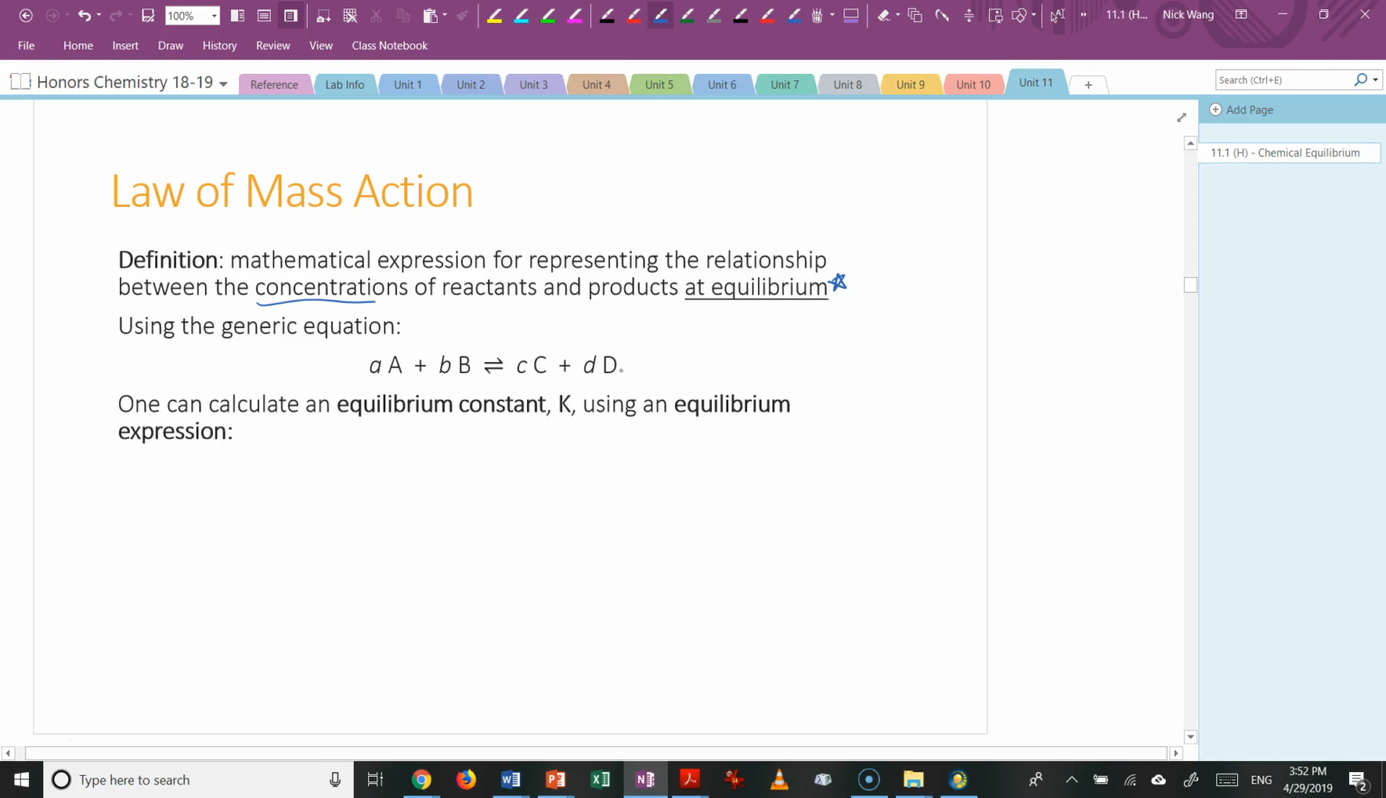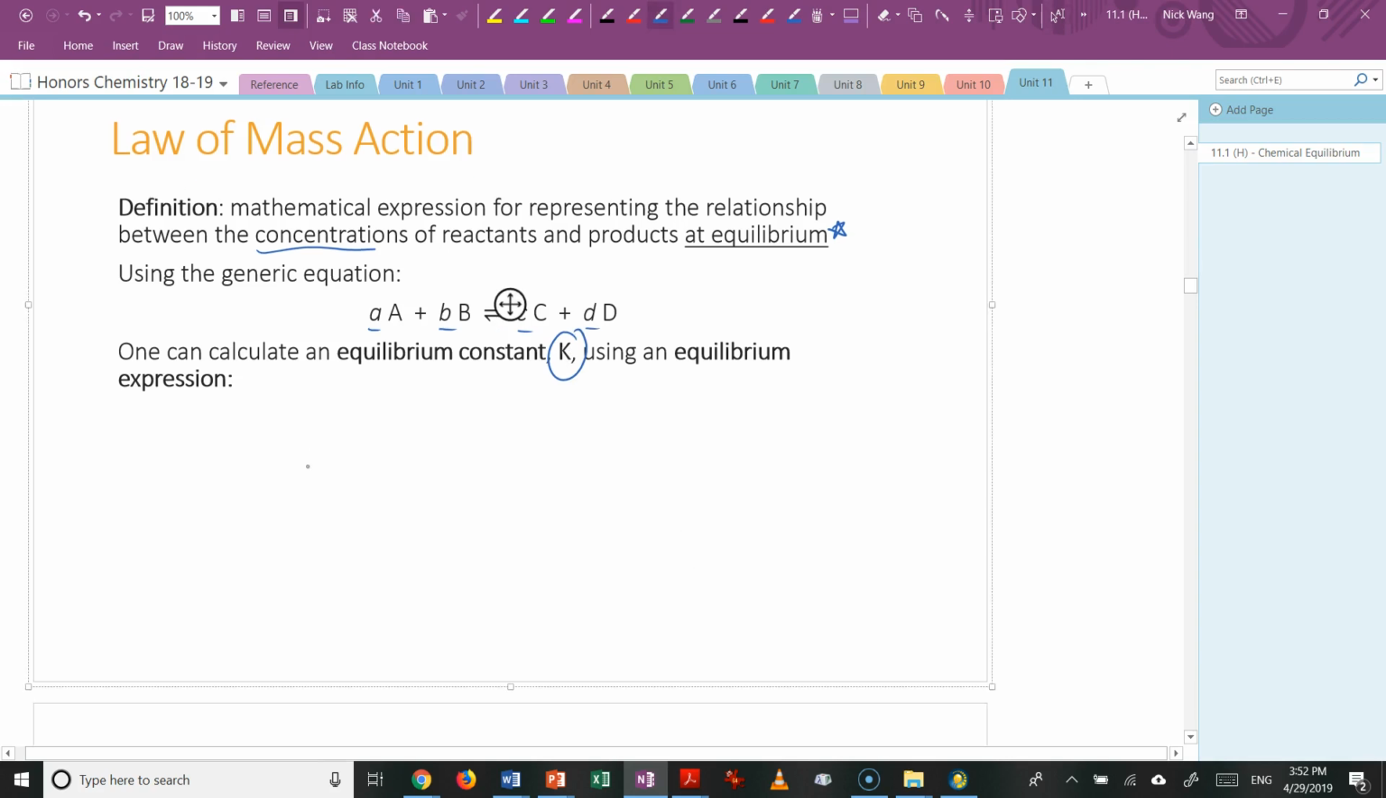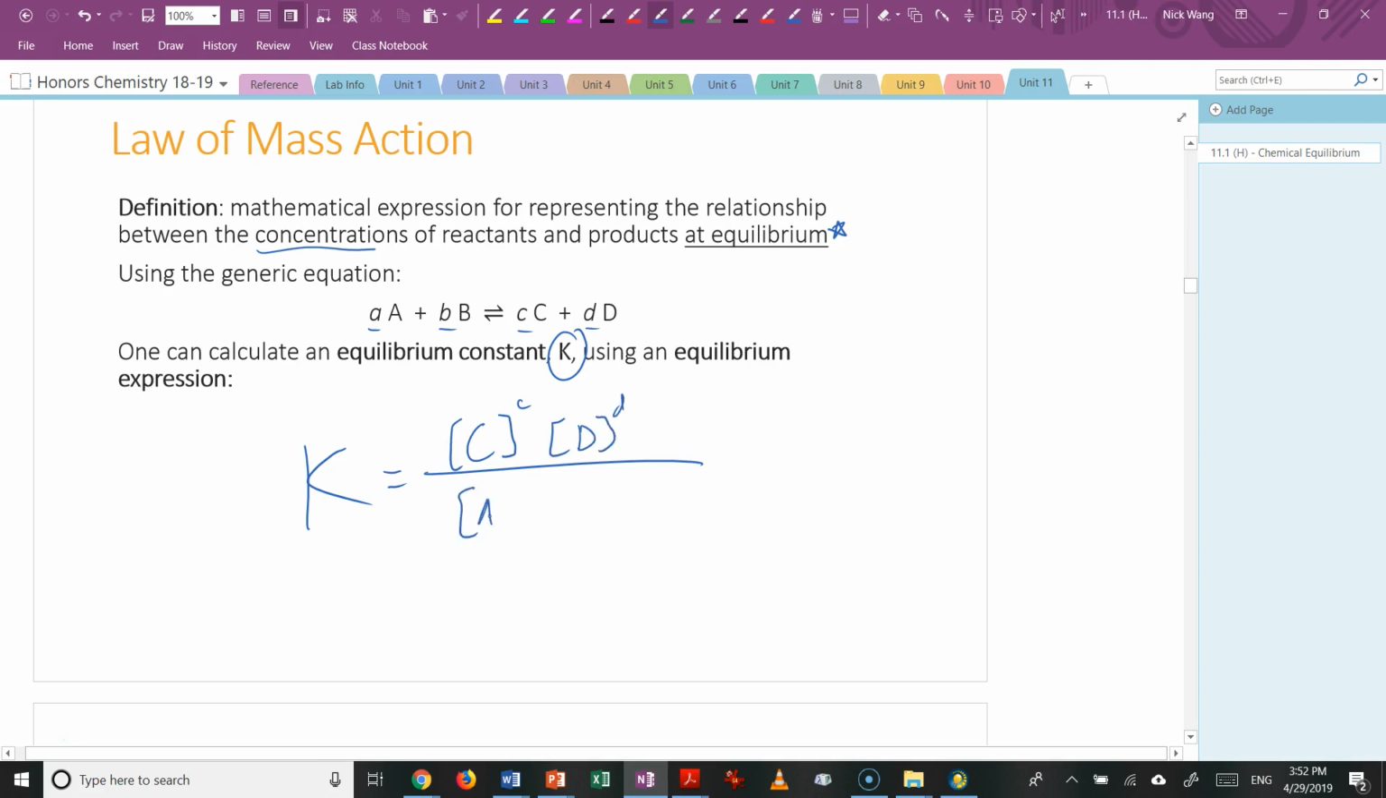So we're going to use this generic equation, right? This generic balanced equation of substance A and B, producing C and D. And at the same time, C and D is going to produce A and B as a reverse reaction, and the corresponding coefficients, also lowercase letters. So we can calculate an equilibrium constant, capital K, using an equilibrium expression. Here we go. Equilibrium constant is K. That's equal to a fraction of C, and let me put this in brackets here, C to the c-th power times D to the d-th power divided by A to the little a power and B to the b-th power. And that's basically it, right?